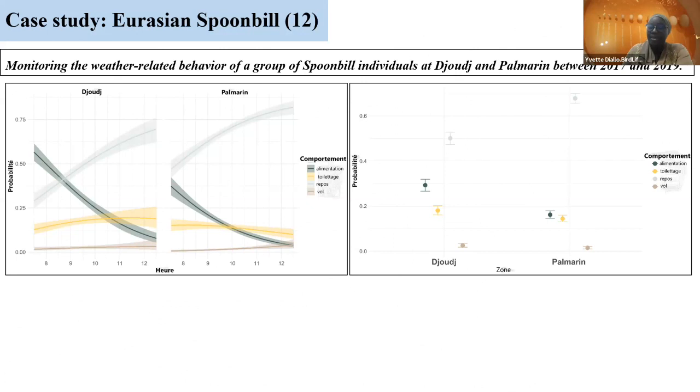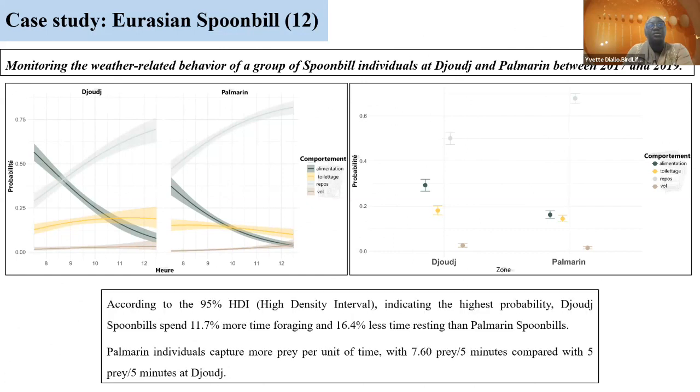Cleaning and flying remain constant, while the probability of feeding decreases around 12 p.m. and the probability of resting increases. Next. According to the 95% high density interval, indicating the highest probability, Jute spoonbills spend 11.7% more time foraging and 16.4% less time resting than Palmarine spoonbills. Palmarine individuals capture more prey per unit of time, with 7.6 prey per 5 minutes compared with 5 prey per 5 minutes at Jute. Next slide.